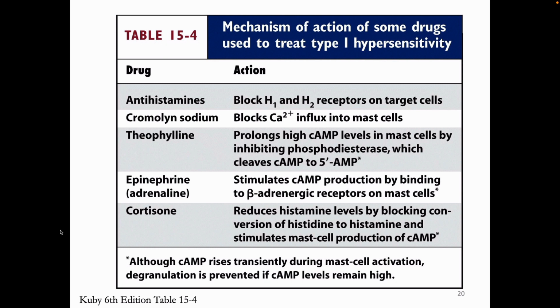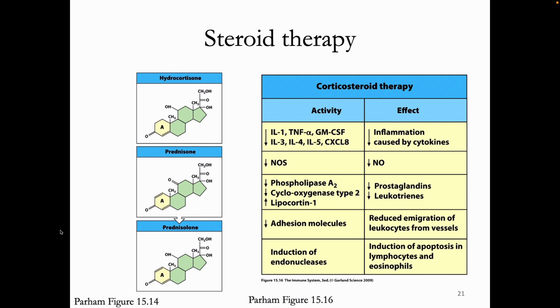We can also use cortisone, which I'll also show you on the next slide, which reduces histamine levels and also influences mast cell signaling. You may have heard of cortisone elsewhere. So what kind of molecule is cortisone? Yeah. It's a stress hormone. And it's also a steroid hormone. So it's a steroid, but it's also a stress hormone.